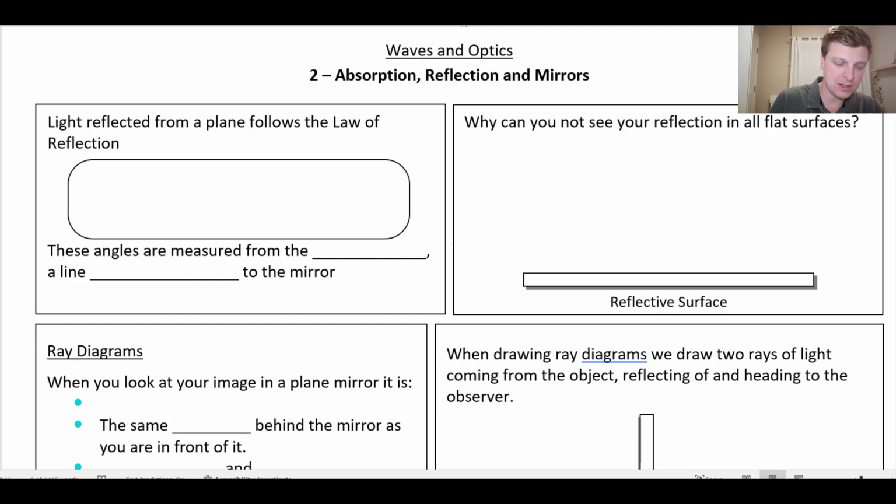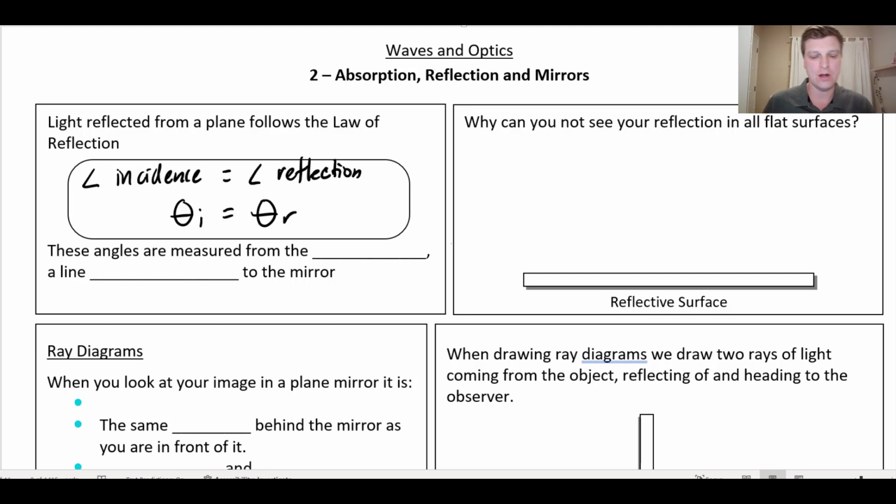So the law of reflection basically says that the angle of incidence equals the angle of reflection. That is to say that when light comes in, it bounces off at the same angle. We sometimes just abbreviate this as theta i equals theta r. Now, it's important to note that when we measure these angles for reflection, these angles are measured from the normal. So there is a normal line from any plane surface, which is just a line perpendicular to the mirror or to the plane. So perpendicular.